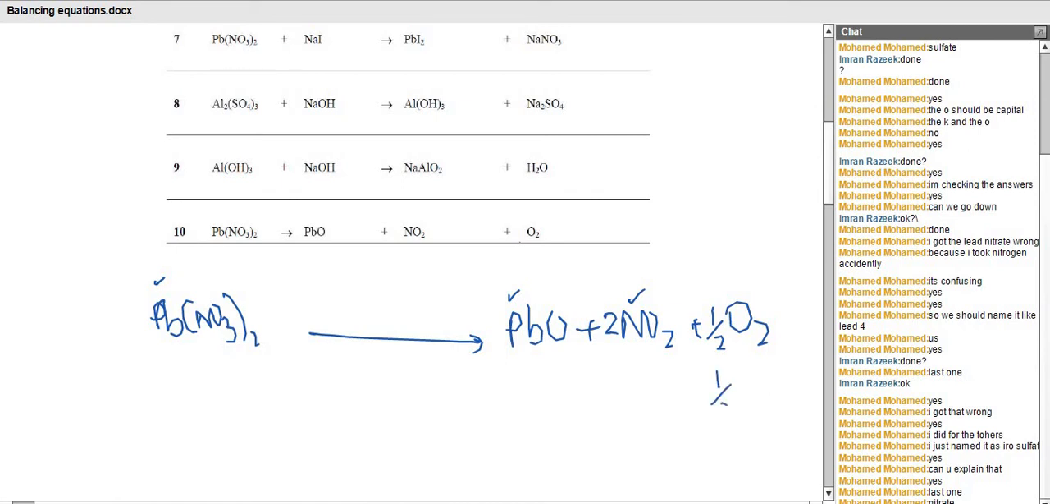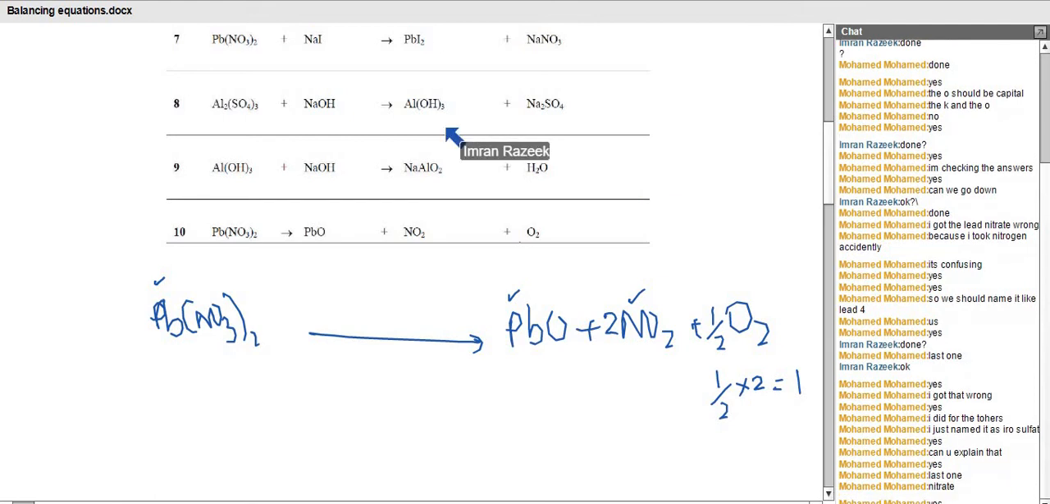So half times 2 is 1. Right, so the oxygen is 1 here. 2 × 2, 4. 4 plus 1 is 5, plus 1, 6, so oxygen is balanced. So you're allowed to use fractions, and start with the cation, then move on to the anion. Is that clear? Also, you can get rid of this half by multiplying the whole equation by 2. But that's not a must to do.